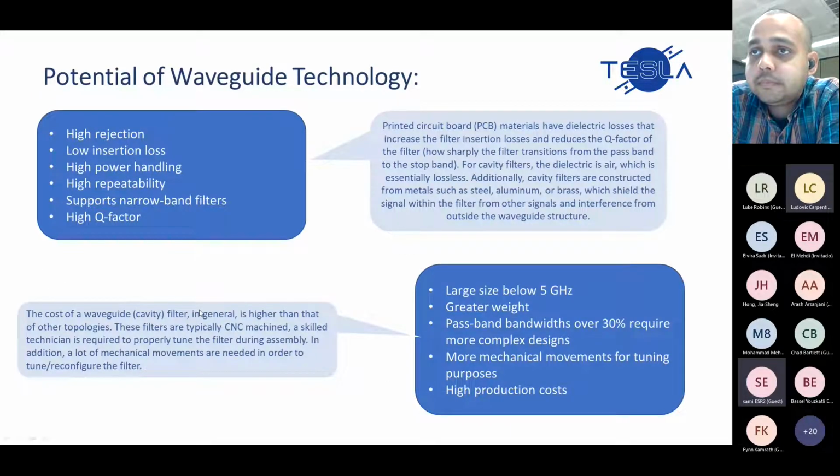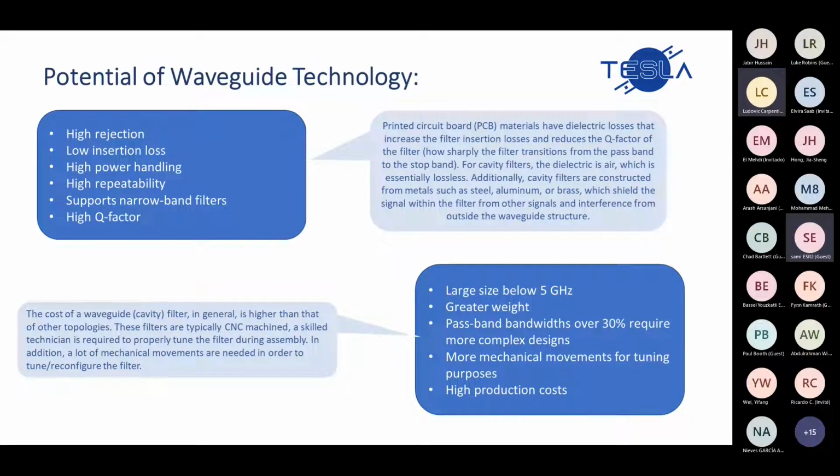So let's move to the next slide. Waveguide technology has the benefits of high rejection, low insertion loss, and high power handling, and it has high repeatability in terms of productivity, and it has a high Q factor. The major reason behind it is that with PCB type filters, the major material is a dielectric, which has its own losses. But for the cavity filter, the dielectric is replaced by air, which is somehow the lossless thing. In that way, the whole air cavity is bounded by the steel, which shields the signal from interference. That makes the waveguide filter safe for the low insertion loss and high quality factor characteristics.